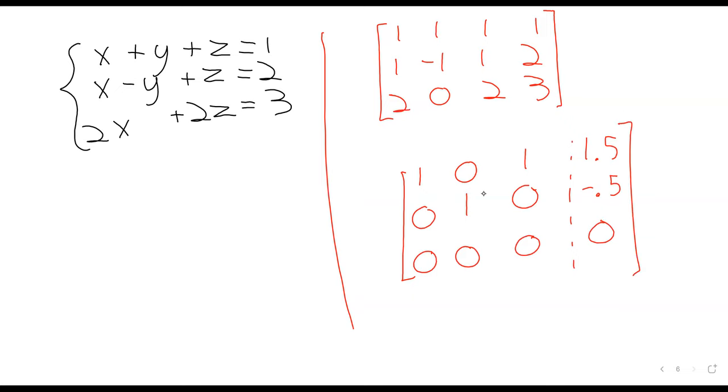So there are infinitely many solutions. That's because the second row tells us what y is, that y is negative 0.5, but the first row is just a relationship between x and z. X plus z equals 1.5. So x equals 1.5, z equals 0, y equals negative 0.5 is a solution. X equals 0.5, z equals 1, y equals negative 0.5 is a solution. There are infinitely many solutions.